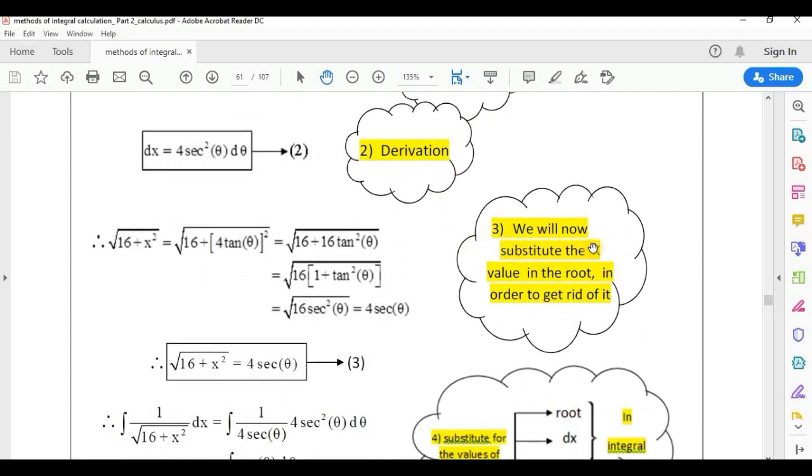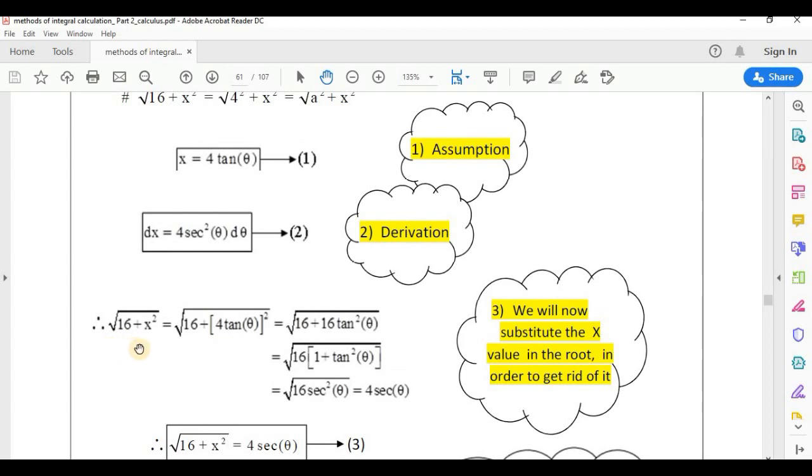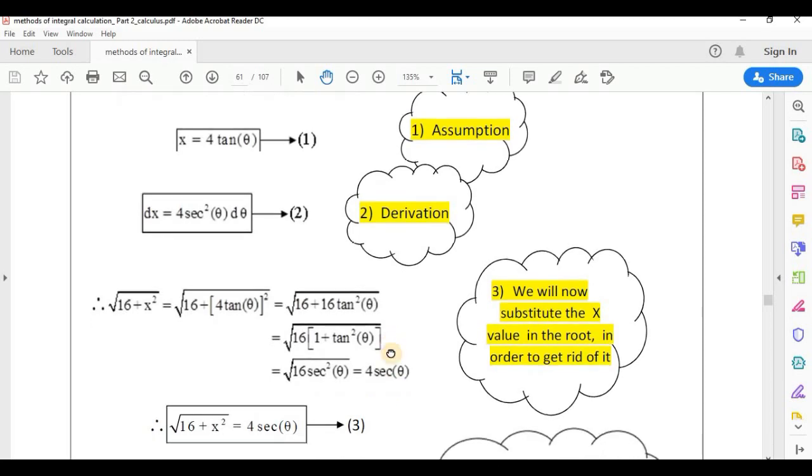Third step, now we will substitute the value of x in the root in order to get rid of the radical expression. So the square root of 16 plus x squared, we will just substitute the value of x, will be the square root of 16 plus 4 tan theta all squared. After opening the bracket we will get 16 plus 16 tan squared. After taking 16 as a common factor, it will be 16 times 1 plus tan squared, and 1 plus tan squared equals sec squared.